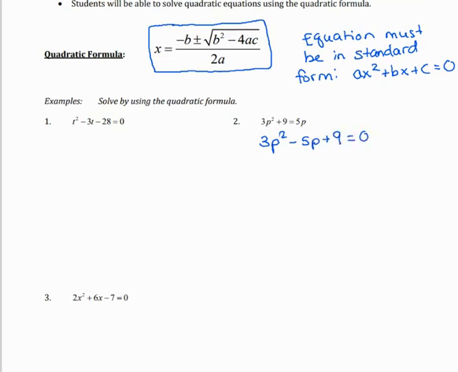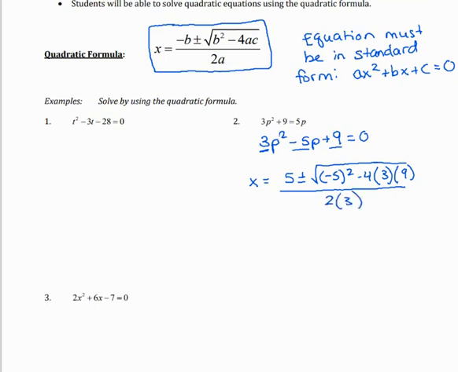The equation equals 0. Now I know that my a value is 3, b value is negative 5, and c value is 9. So we can pop that into the quadratic formula. x equals negative b, which is really positive 5, right? Negative negative 5, plus or minus the square root of negative 5 all squared minus 4ac. And don't forget, that entire thing is all over 2a.